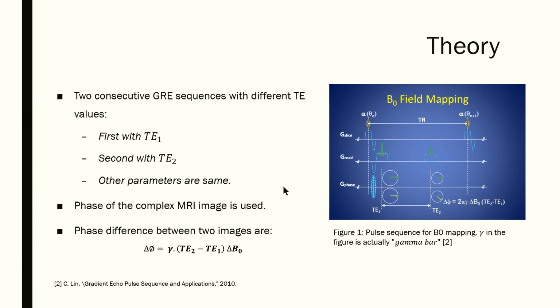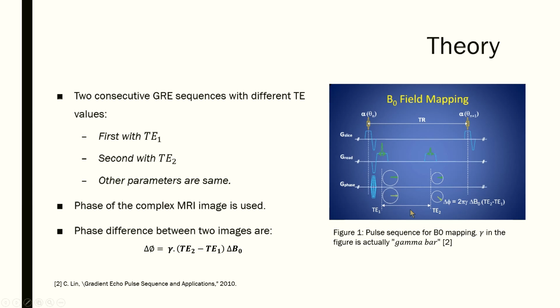Here we see the pulse sequence for the B0 mapping technique. For B0 mapping, we need two different GRE sequence executions, first with TE1 and second with TE2, as you can see. The other parameters are totally the same between these GRE executions. We are considering the phase of the complex MRI image, as I stated.